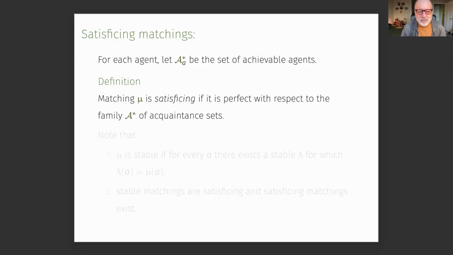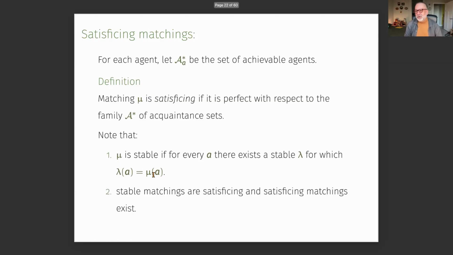Okay? So mu is going to be, oh, this is a typo. This should be satisficing. Mu is satisficing if for every agent there is a stable matching lambda such that the agent would get under lambda the match that they're getting under mu. And notice that right away, stable matchings are satisficing matchings. Since stable matchings exist, finding one stable matching is easy, then finding one satisficing matching is easy as well, because you just find one stable matching that's also going to be satisficing.